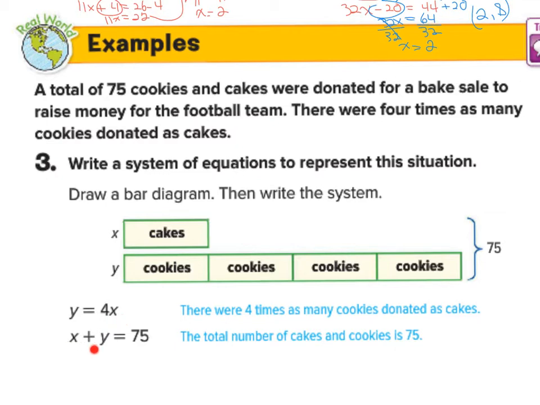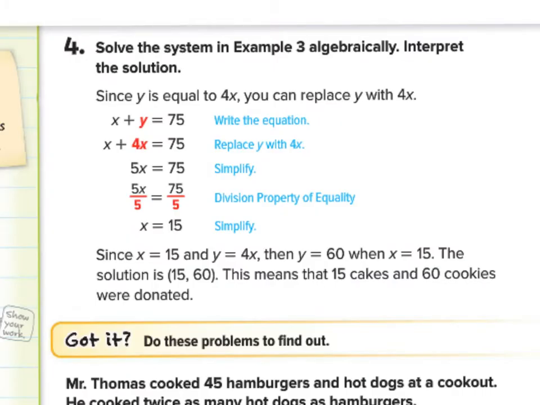As you see here, y is 4 times x. And I know that x plus y is 75, right? My x plus my y is my 75. There were 4 times as many cookies donated as cakes. The total number of cakes and cookies is 75. We know that, right? And with that information, we can use substitution to solve, okay? Where we know that y is 4x.